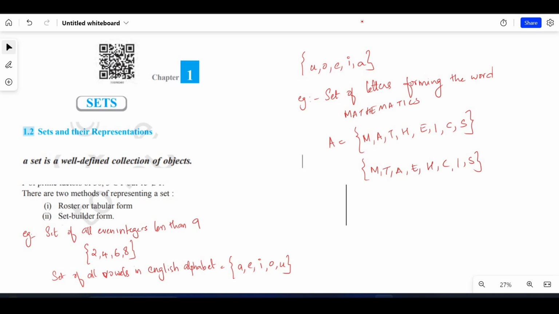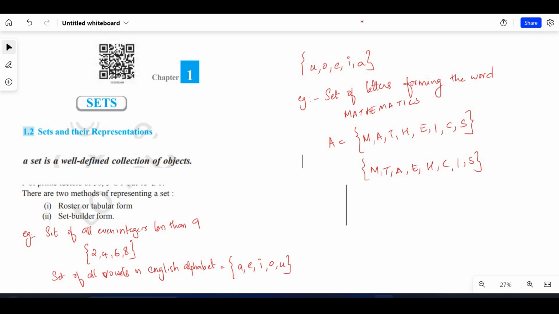So that is what is known as the roster form. In roster form, all the elements of the set will be listed and they are separated by commas and enclosed within the braces. That is what is known as the roster form or the tabular form.